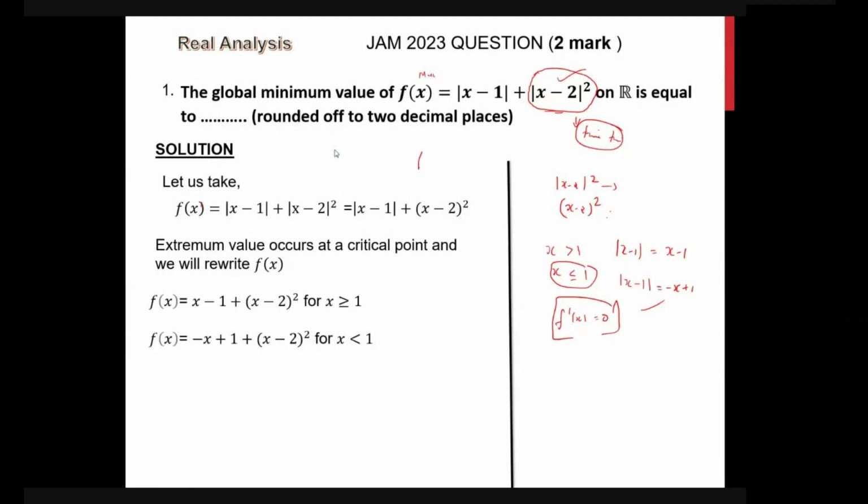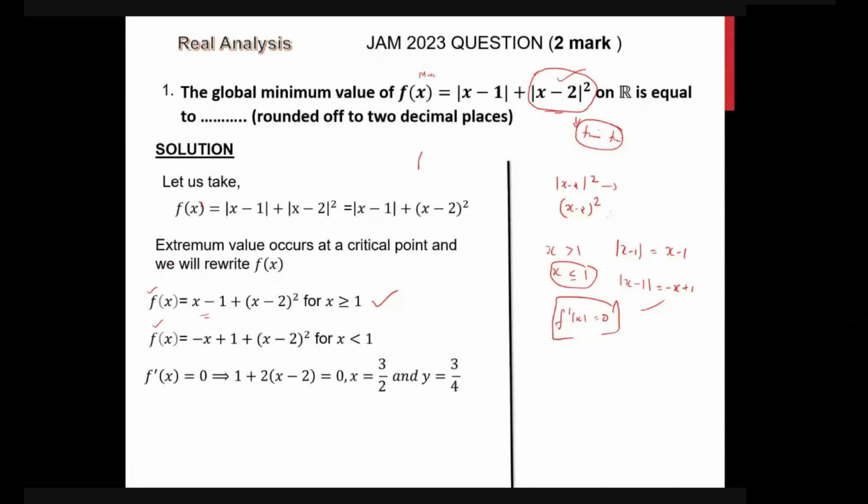So now we can write f of x as x minus 1 plus x minus 2 all squared when x is greater than or equal to 1, and also f of x equals minus x plus 1 plus x minus 2 all squared for x less than 1. So now we will find the critical point for both.